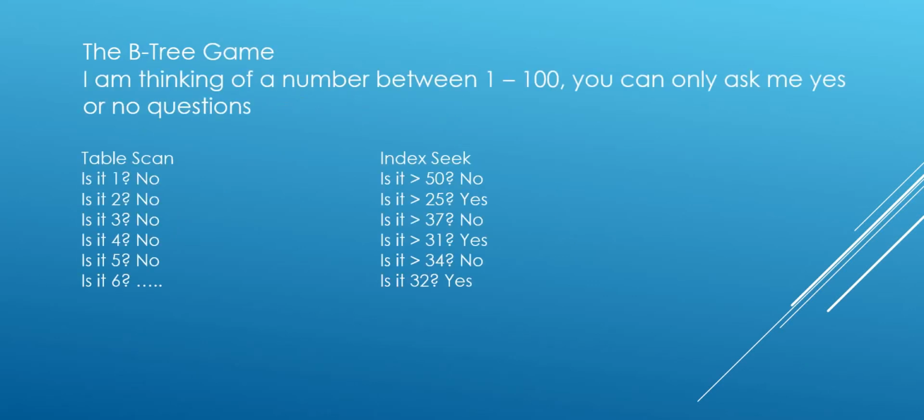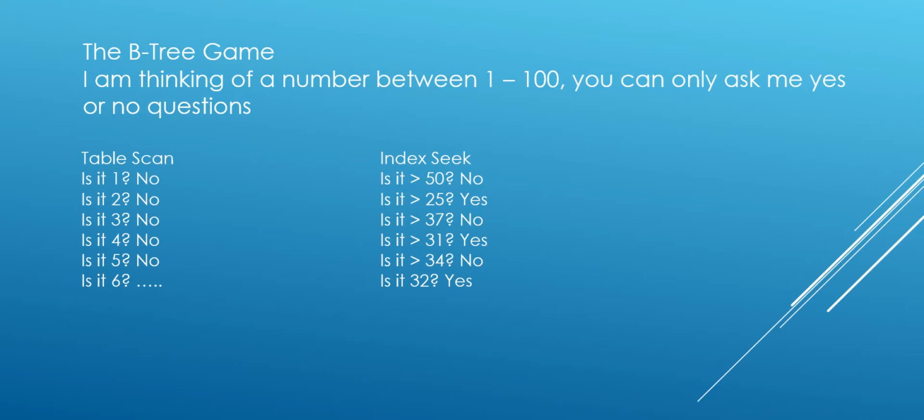And I've also come up with a simple game, the B-tree game. So I'm thinking of a number between 1 and 100. You can only ask me yes or no questions. Now if you were to sit there and say to me, is it 1? No. Is it 2? No. Is it 3? No. You can imagine that would take a very long amount of time. And in terms of SQL, that would be what is known as a table scan.